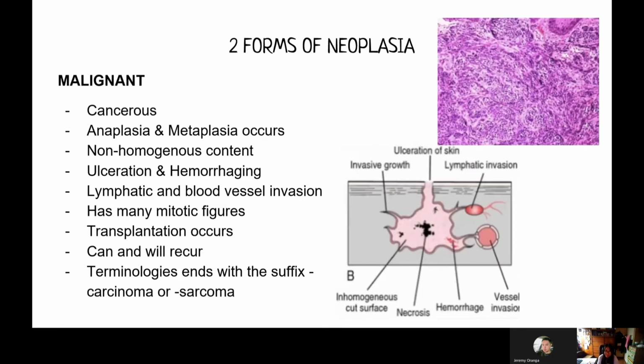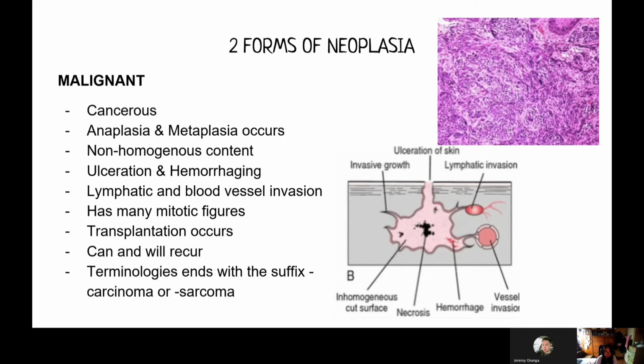So next we have the malignant. Malignant, as we all know, is the cancerous one. So anaplasia and metaplasia occur. For the anaplasia, there are enlarged nucleoli, hyperchromatism, increased mitotic figures, and atypical mitotic figures. For the metaplasia, from our previous topics, it is the transformation from one tissue type to another tissue type. And then there is a non-homogeneous content. So heterogeneous naman siya. Medyo madami, iba-iba yung laman niya. There may be pus, there may be blood, and so on and so forth.